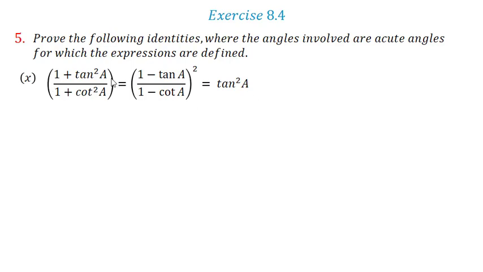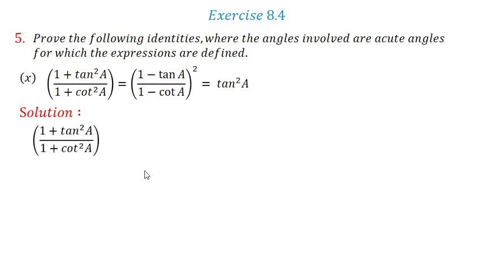Now this is our final question of the NCERT textbook. 1 plus tan square A upon 1 plus cot square A is equal to 1 minus tan A upon 1 minus cot A the whole square, which is equal to tan square A. Here we have to prove that this is equal to this, equal to this. So I will prove that this part is equal to tan square A, and this part is equal to tan square A. So I can say that all the three are equal to each other, right?